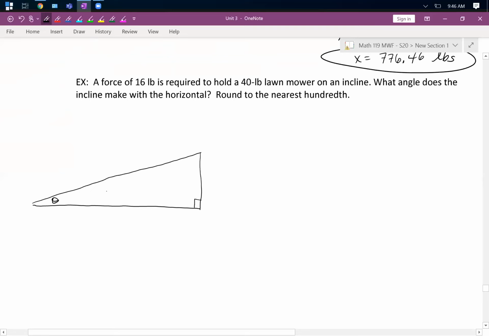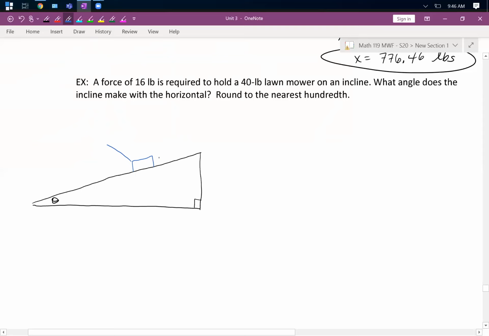Don't know the angle in question. Here's my, oh, it's a lawnmower. I was making something else.